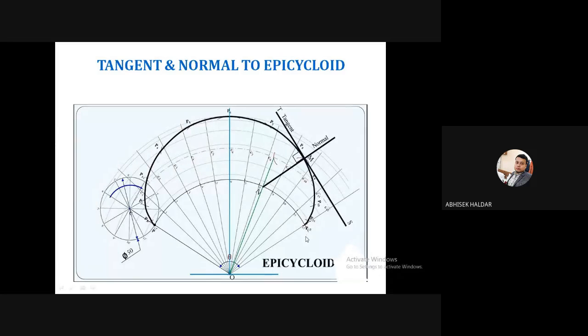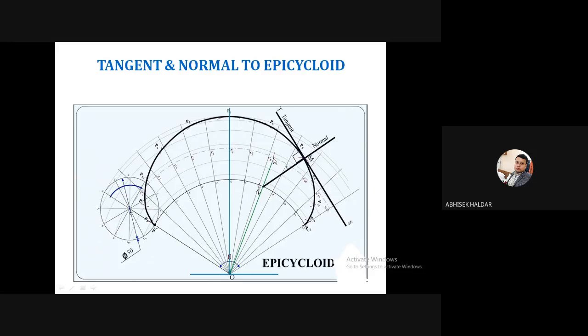How to draw? Take any arbitrary point first on the periphery of the curve, say this point. Then take CP, the radius of the rolling circle, in your compass. Place the compass at M, this arbitrary point, and cut the central arc line, on which C1, C2, C3, C4 these points are there. It is cutting at this particular point. You can see we are cutting the CP length on the central arc line.